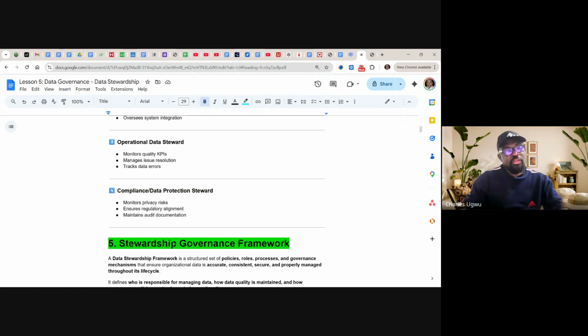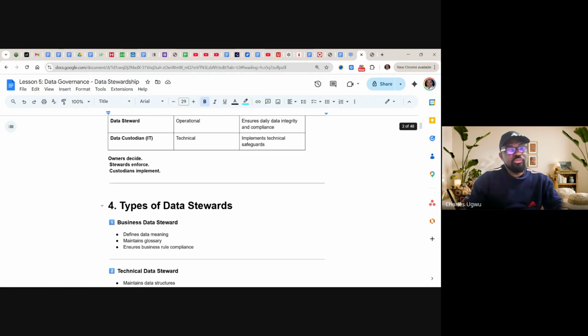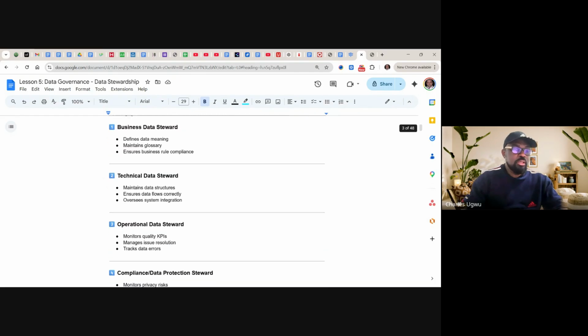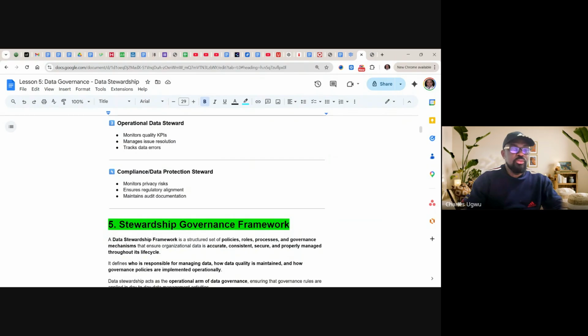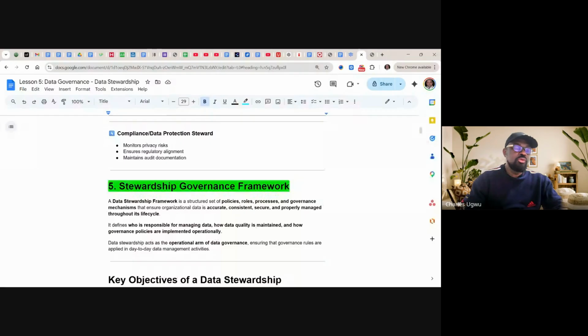So now we have understood what a data steward is and the different types of stewards. And it's time to talk about the stewardship governance framework. How do we implement a governance framework? How do we make sure that we implement and assign stewardship and make it work? Having a good framework.